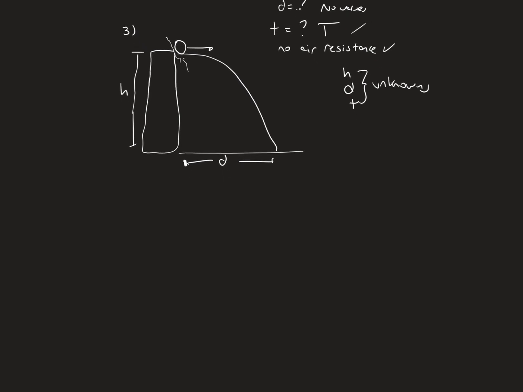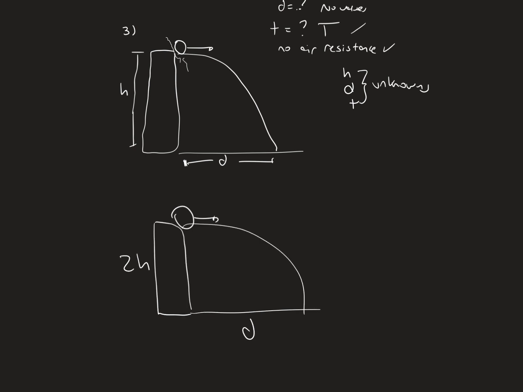So then it says, if the building were twice as tall, the ball would have what? So let's draw the picture one more time. We're just gonna change the height, because it says if the building were twice as tall, that means that the height would be the double. So same representation, distance, and a little curve to represent the fall.